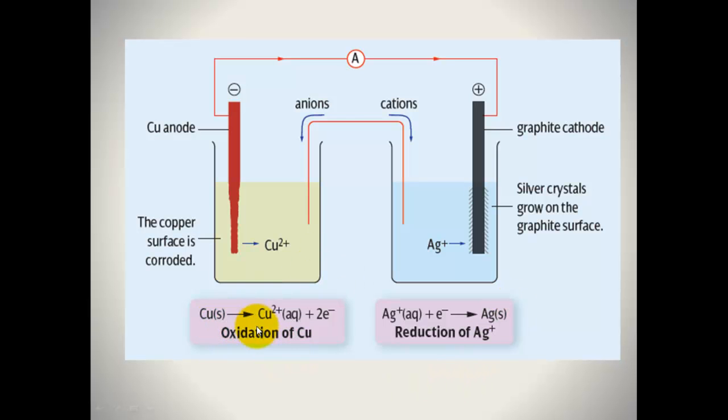Oxidation of copper. Oxidation is loss of electrons. This causes this to be negative, so it's the anode. And here we have positive, and the silver is being formed on the outside because of the reduction.